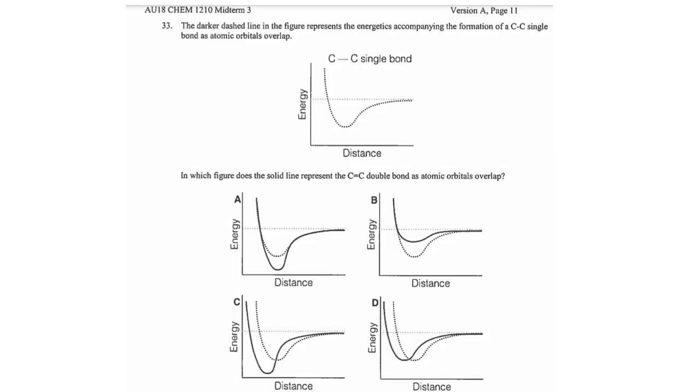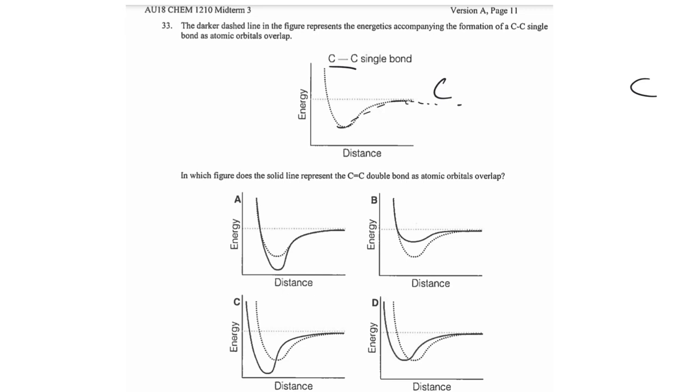Some of these questions are from old exams that were trickier questions, and I feel like every exam has a question or two that's on the trickier side. This was one from a couple years ago, actually autumn 18. What this is showing us is a carbon-carbon single bond, like an energy diagram for two carbon atoms being brought together from far separation.